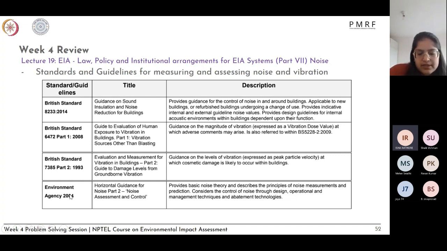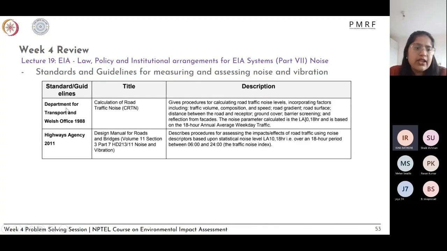And then we have the Environment Agency 2004 providing the horizontal guidance for noise control and noise assessment. And it provides controls for noise through design, operational management techniques, and reduction technologies.